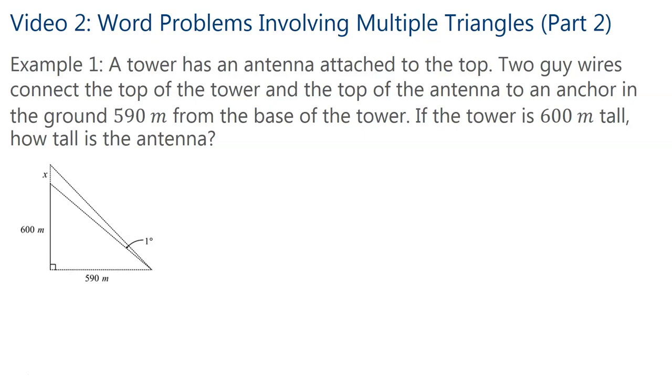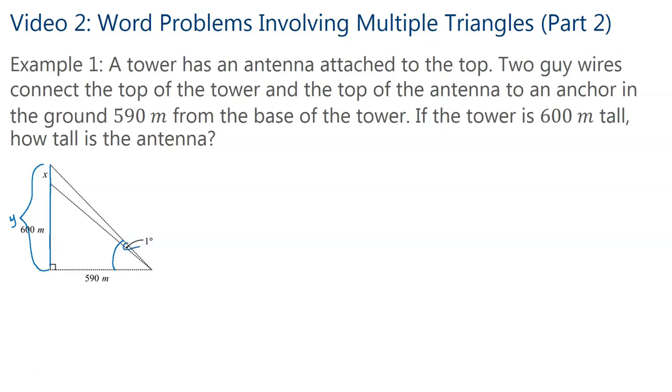So in this diagram here, we have the tower, and then on top of that, we have the antenna. So we're looking for the value of x. To find out, what we can do is determine the combined height of the tower and the antenna, which I'll call y, and then subtract the height of the tower, 600 meters, and then we'll determine how tall the antenna is. Now, in order to do that, I need to know what this angle is.